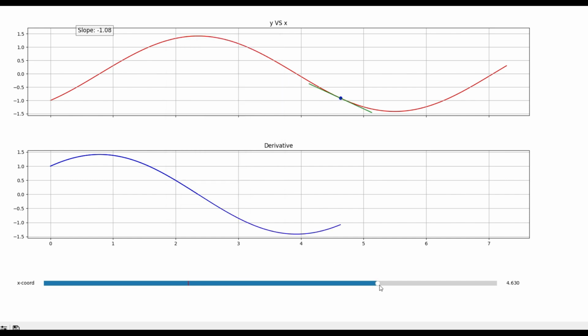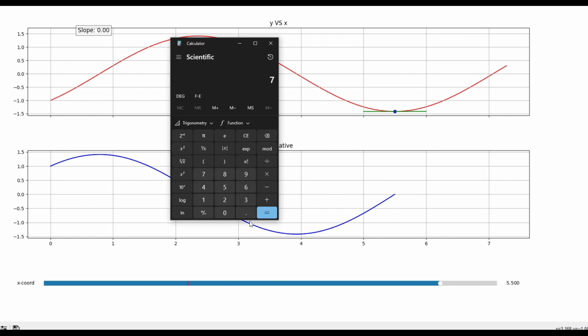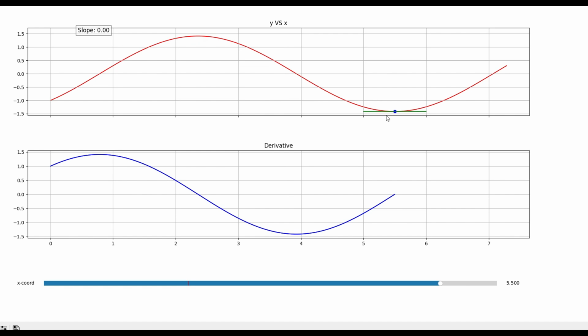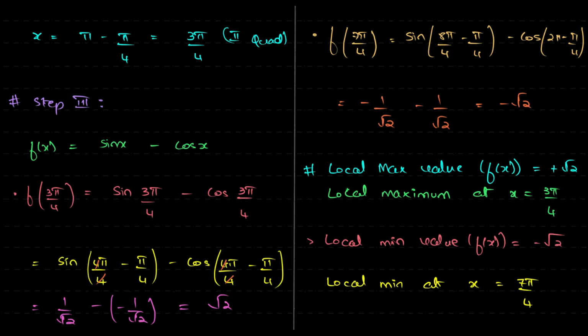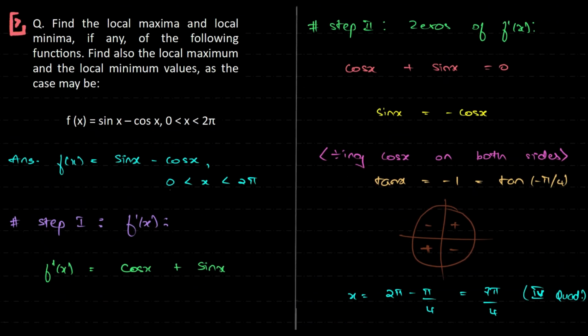Now the minimum value will be somewhere over here, and we have 7 pi by 4. So 5.495, so 5.5 clearly. Okay, makes sense? So this is where your minimum value is, and this is also approximately minus 1.414. So this is how we can confirm as well and understand in detail. Right, so you can pause and have a look.